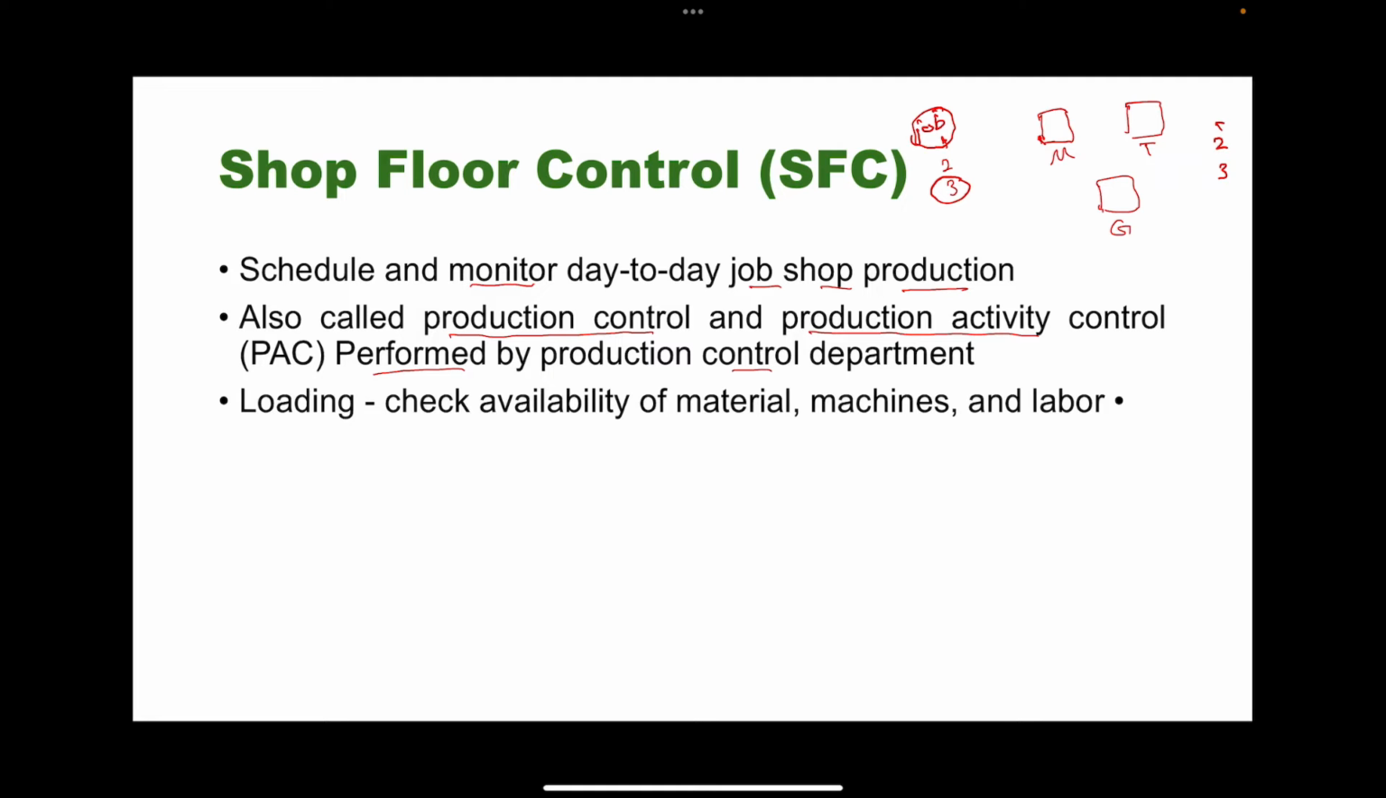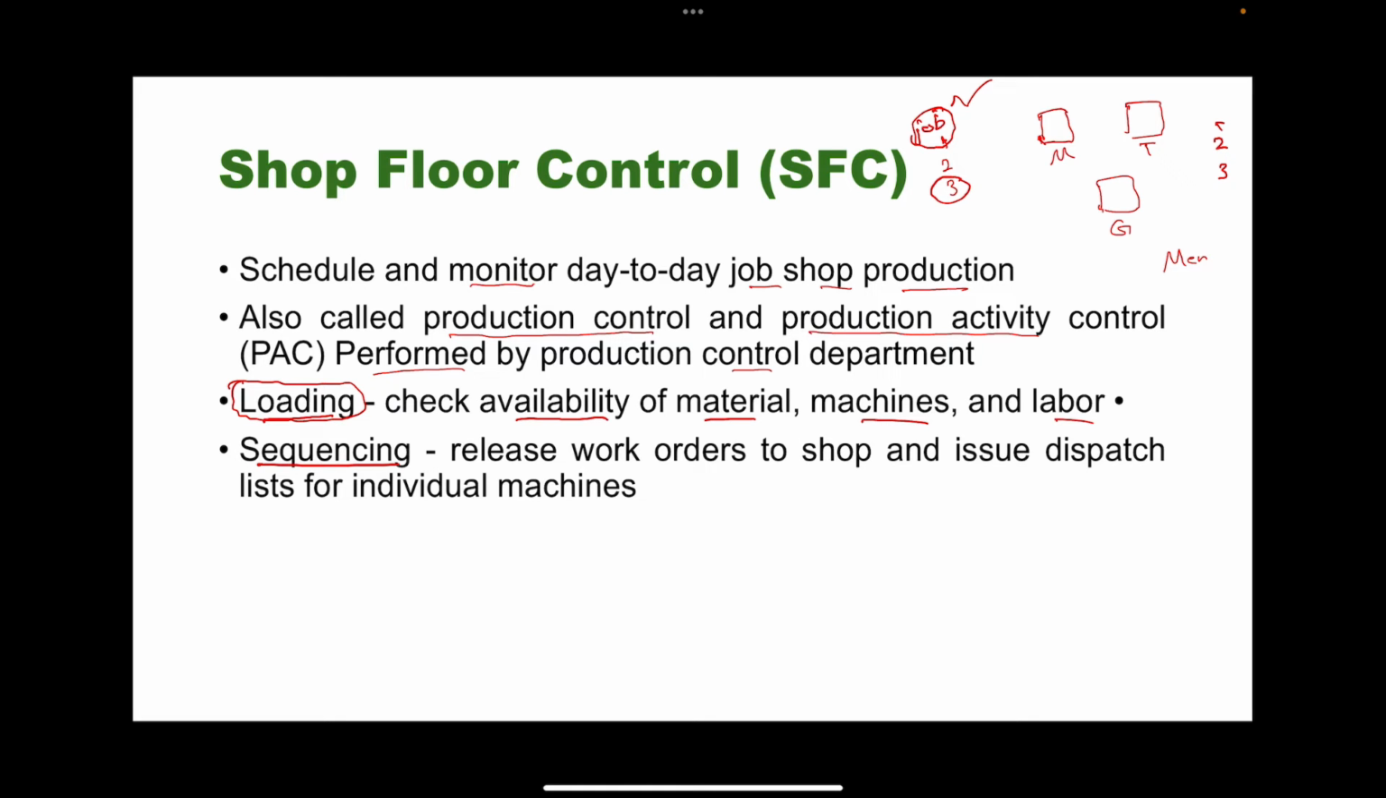So it has several jobs. The first one is loading. That means you need to check the availability of material, machines, and labor. For example, for job 1, we need to check the availability of the machines and the qualified men to operate these machines. And also we need to see whether we have sufficient raw material for that job. So that comes under loading.